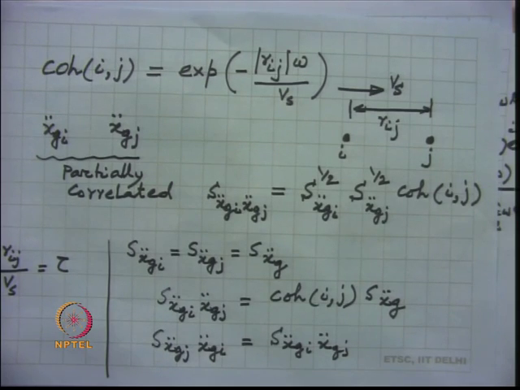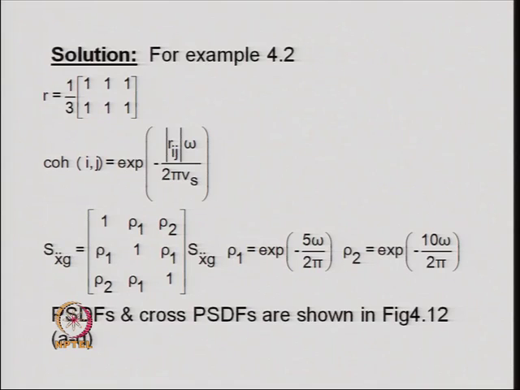Now with the help of that, we obtained the power spectral density function matrix of excitation that is given by this matrix. The R matrix we had computed before for this problem. The R matrix was 1 by 3 into 1, 1, 1. And this coherence function we have used, in the previous discussion I have simply written it as Vs. It will be 2 pi by Vs. And the values of rho 1 and rho 2 are 5 omega by 2 pi and 10 omega by 2 pi.